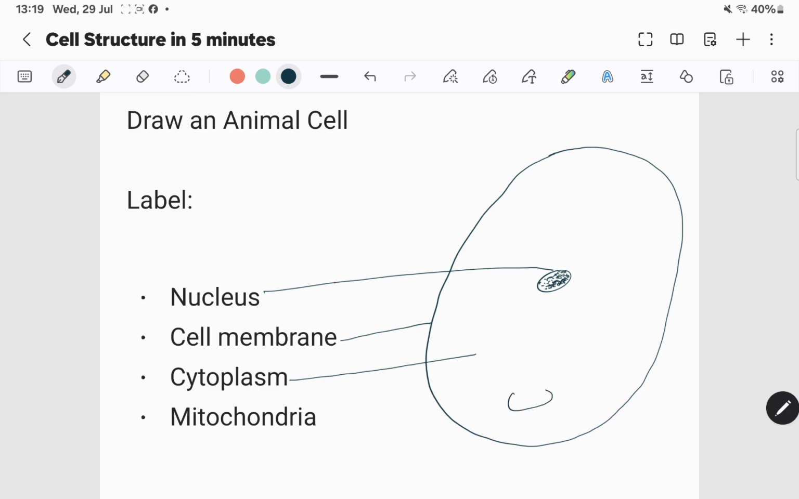And an animal cell has mitochondria. So let's draw two in. And so those are two mitochondria.